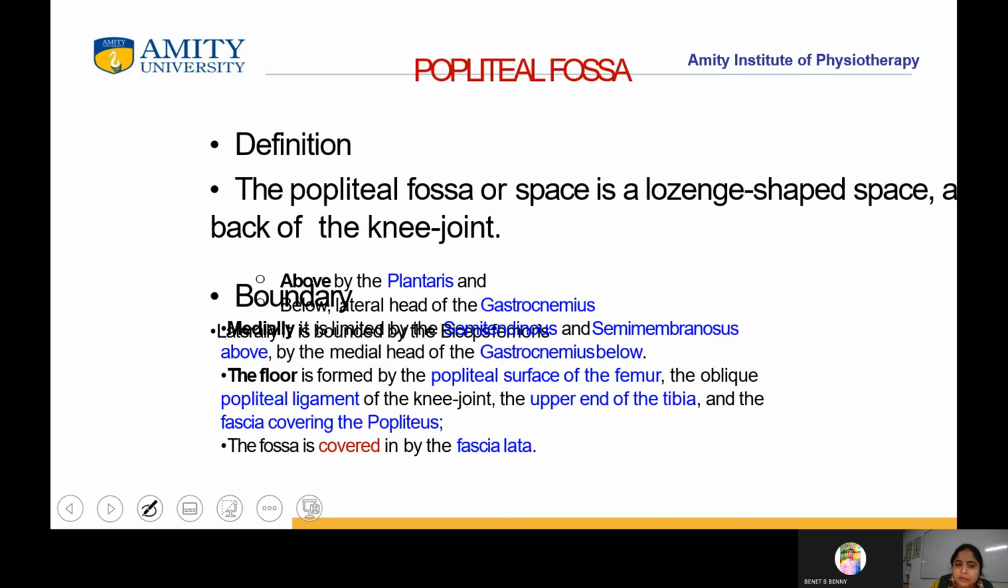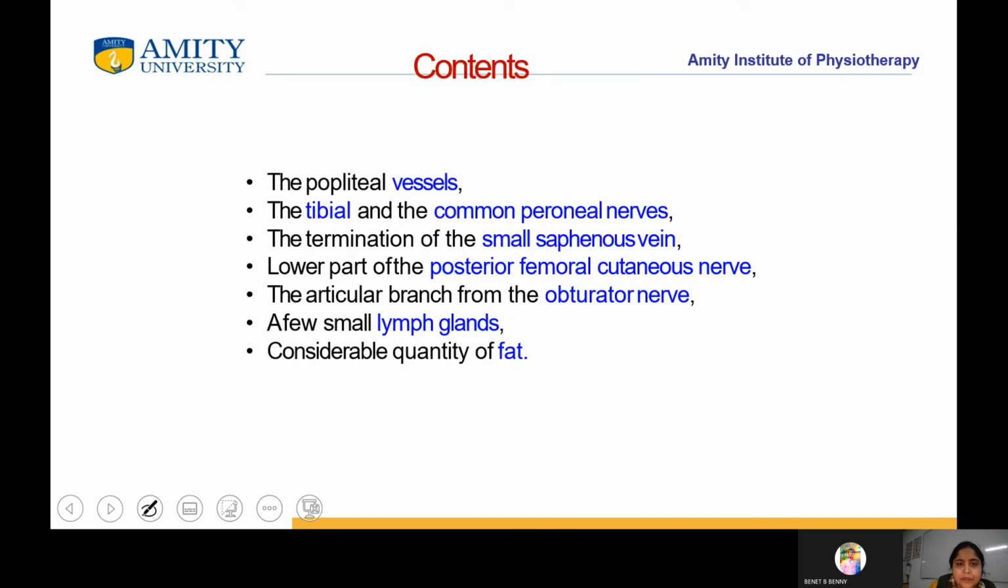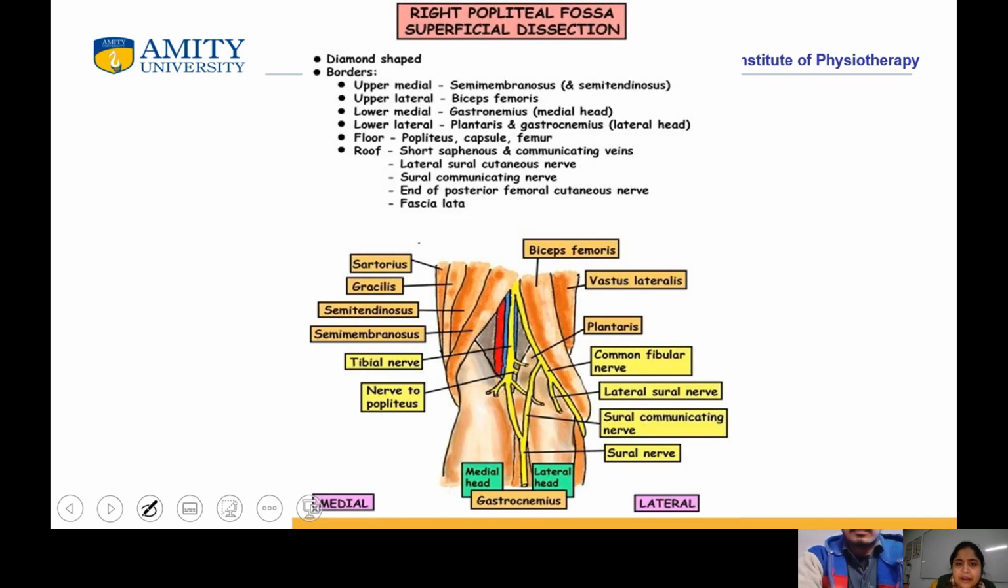Now we talk about the popliteal fossa. It is a lozenge-shaped space at the back of the knee. It contains popliteal vessels, tibial and the common peroneal nerves, termination of the small saphenous vein, lower part of the posterior femoral cutaneous nerve, obturator nerve, and lymph glands. So this is how it looks.